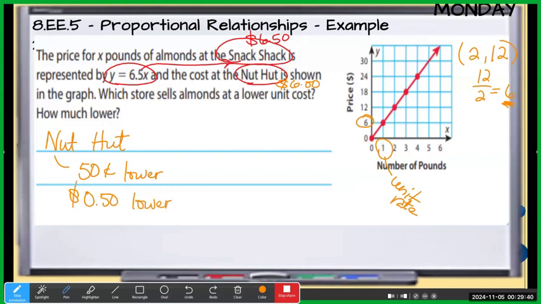The whole point is for you to see they're going to give it to you in 2 different ways. This one, we got a verbal description with an equation. The other, they gave you a graph. Sometimes it may be a table. But make sure we are able to determine the difference between the two. Any questions on it? We'll give you about 1 minute to have a look at number 3.